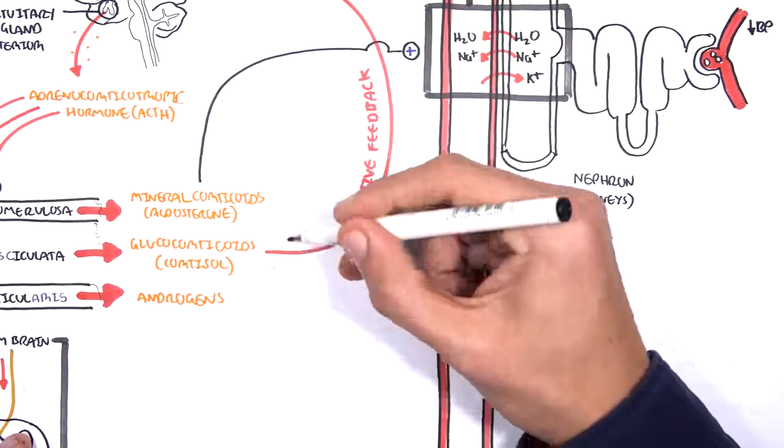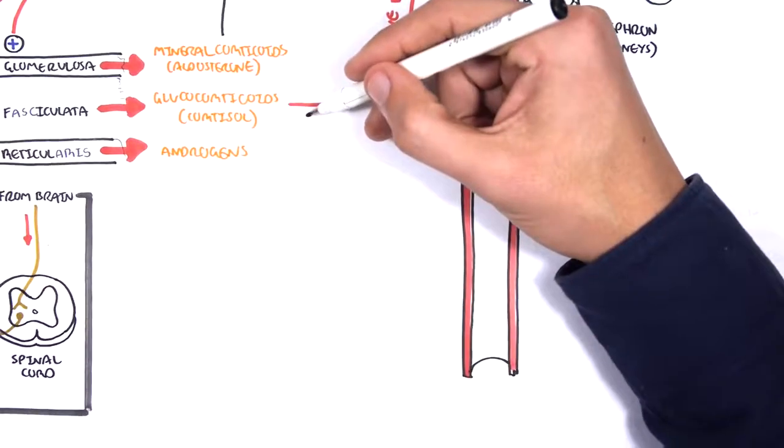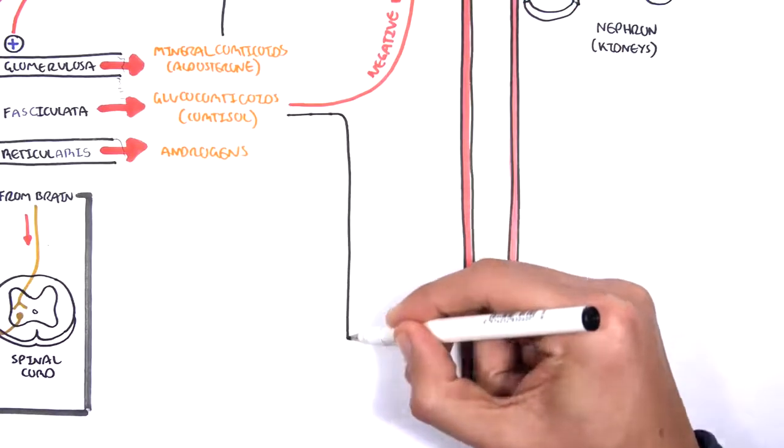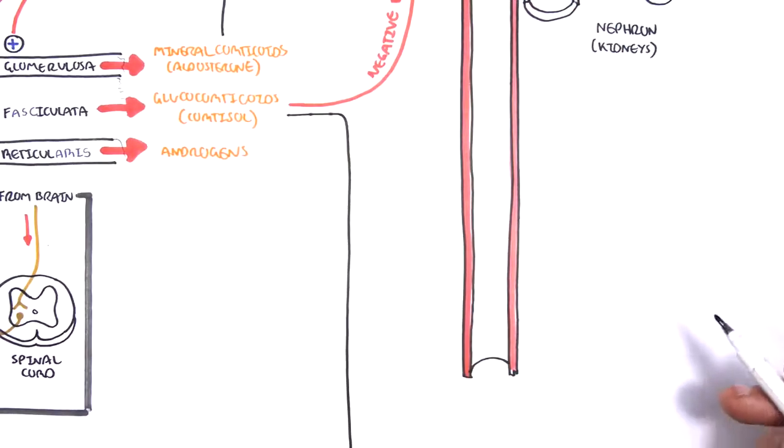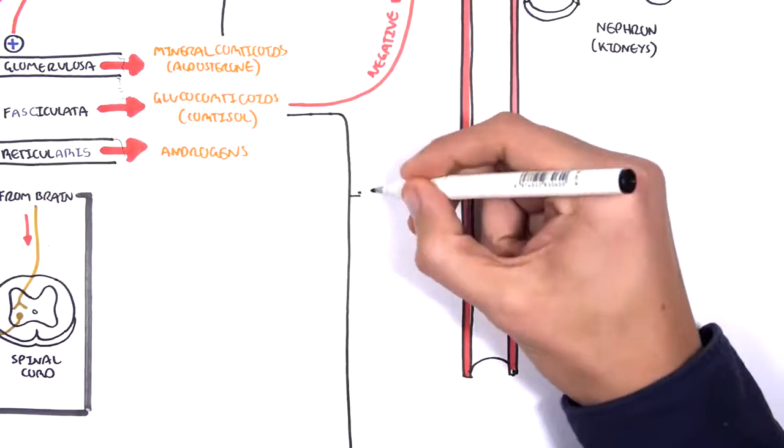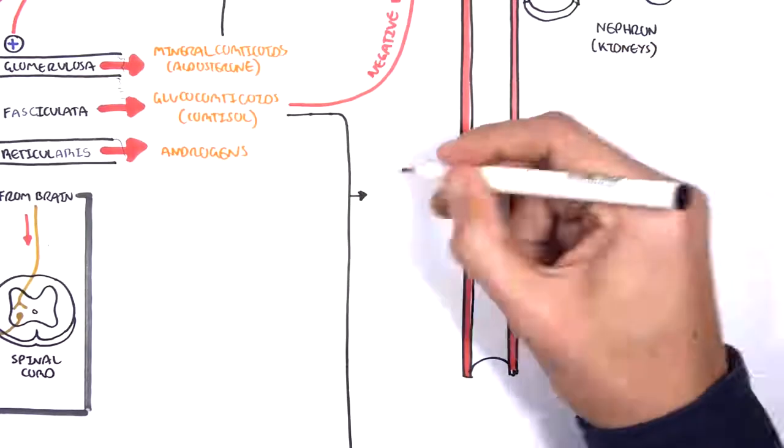Anyway, let's talk about glucocorticoids. Glucocorticoids, primarily cortisol, is secreted by the zona fasciculata and has many functions. We mentioned it has a responsibility for negative feedback to the brain, telling the brain to reduce the secretion of ACTH. Glucocorticoids have other functions, such as causing hyperglycemia.